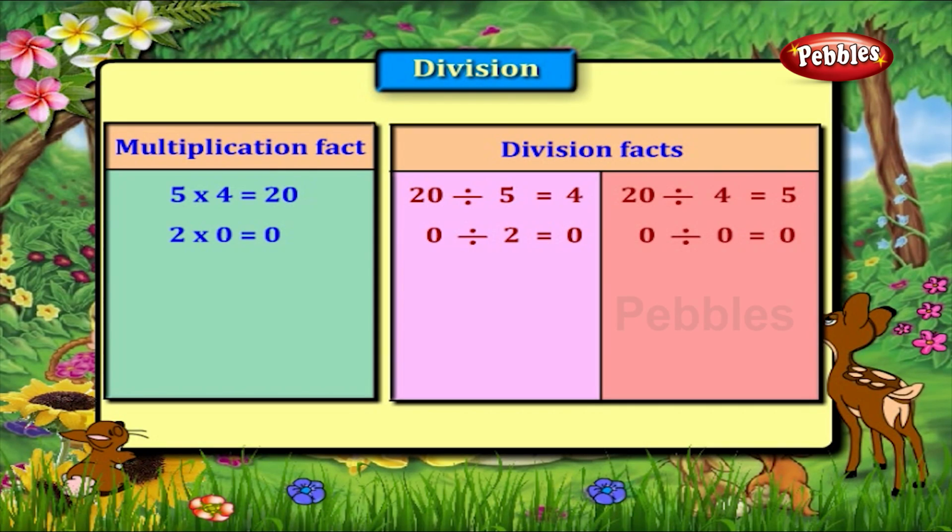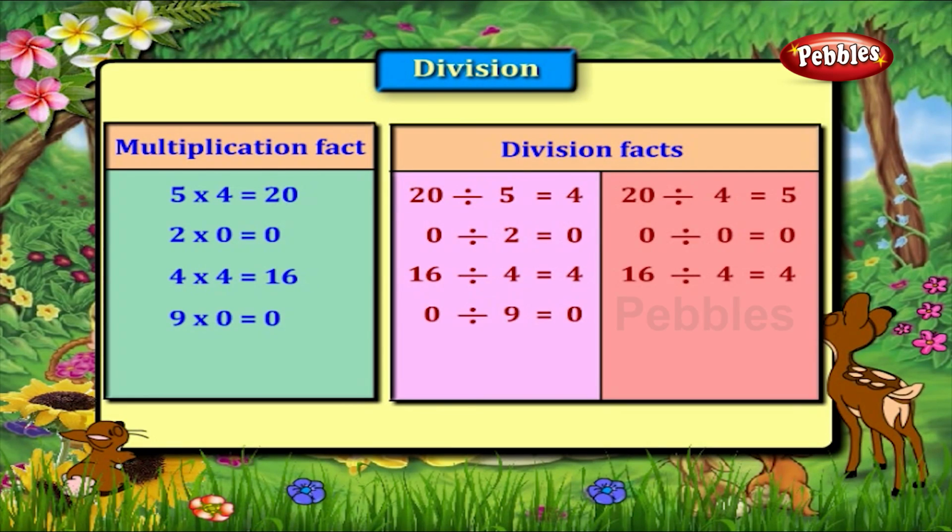Multiplication fact: 4 into 4 is equal to 16. Division fact: 16 divided by 4 is equal to 4. 9 into 0 is equal to 0. Division facts: 0 divided by 9 is equal to 0. 0 divided by 0 is equal to 0.